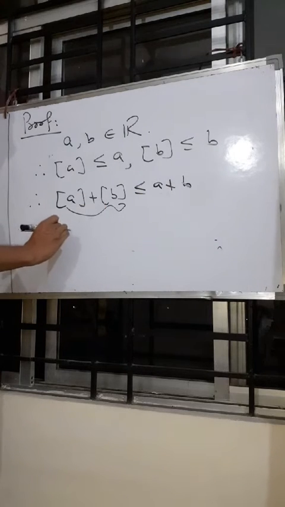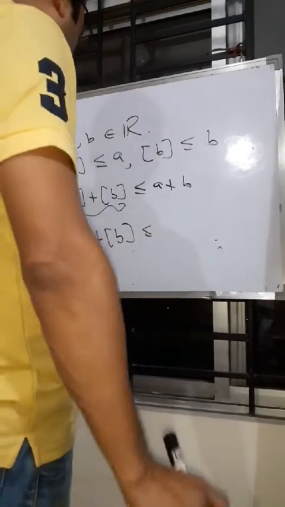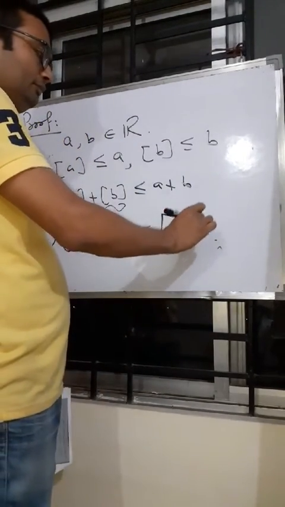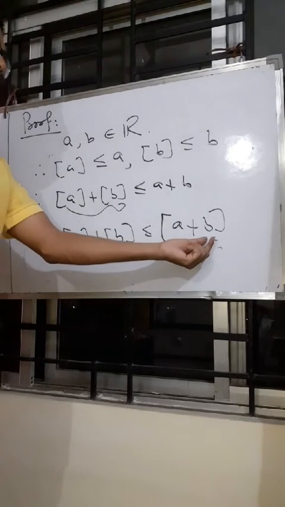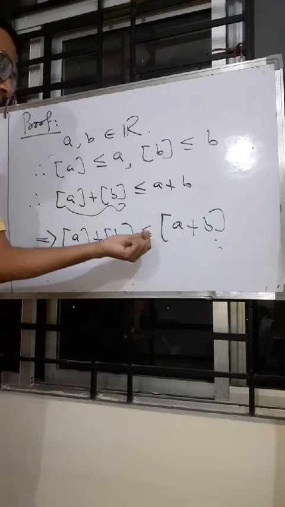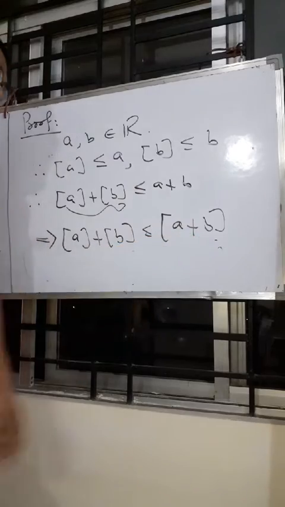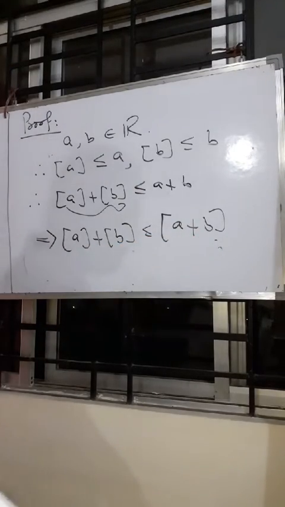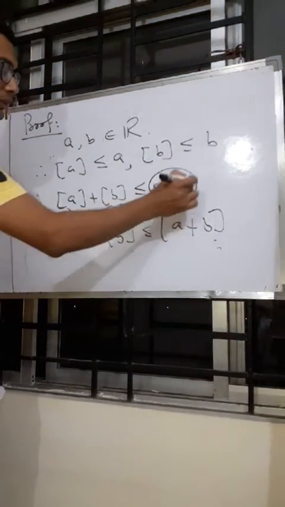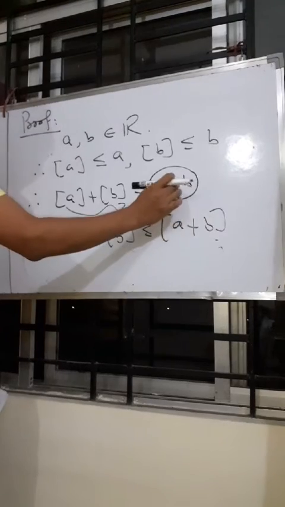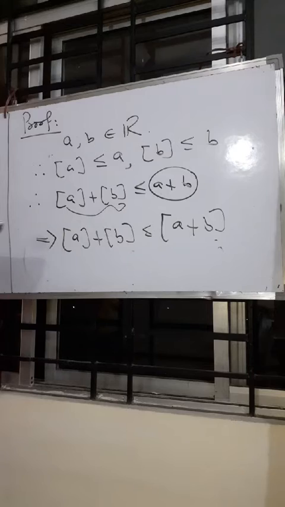So what does this give? This must give you that this integer is less than or equal to the greatest integer less than or equal to a plus b. Why does this happen? Because this is an integer less than or equal to a plus b, and this is the greatest integer less than or equal to this thing. So this must be greater than this. Now because of this, what happens, you see.